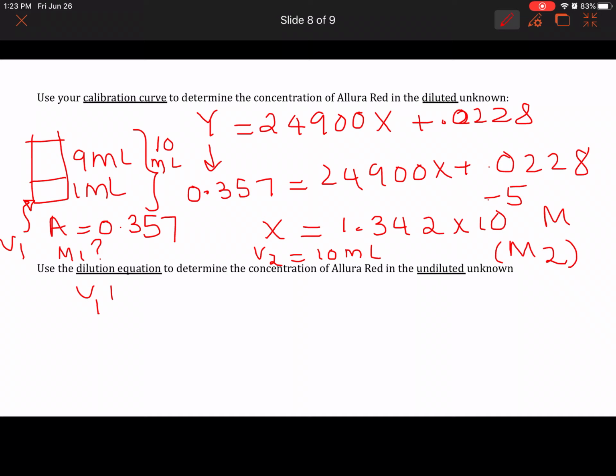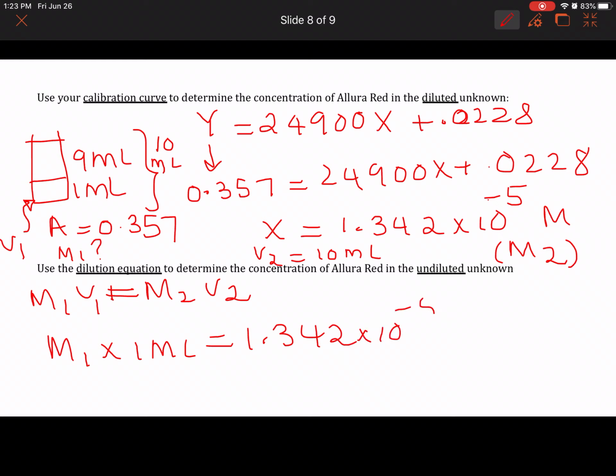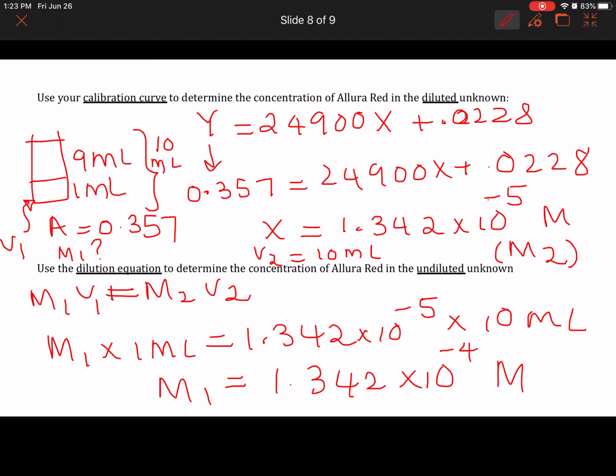So we use M1 V1 equals M2 V2. So our goal is to find out M1. M1 we don't know, V1 1 milliliter, M2 1.342 into 10 to the negative 5, V2 is 10 milliliters. And then the M1 is going to be then 1.342 into 10 to the negative 4 molar. That's how you find out the concentration of the undiluted Gatorade sample.